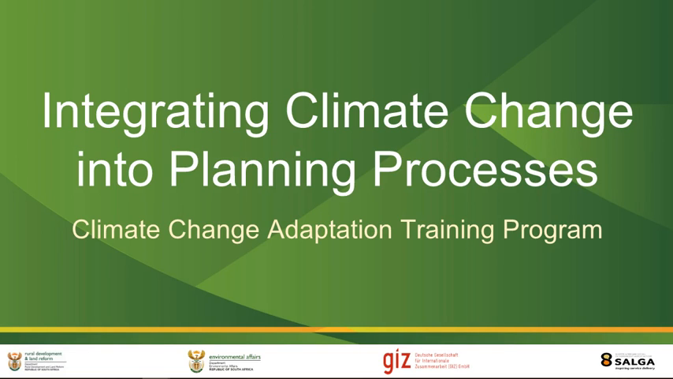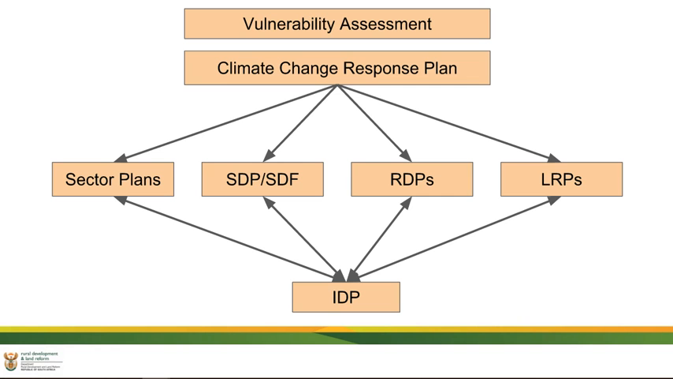The aim of this presentation is to describe the process for integrating climate change into the various planning processes at a provincial, regional, and local levels. This diagram illustrates the basic flow of climate change integration into different planning processes.